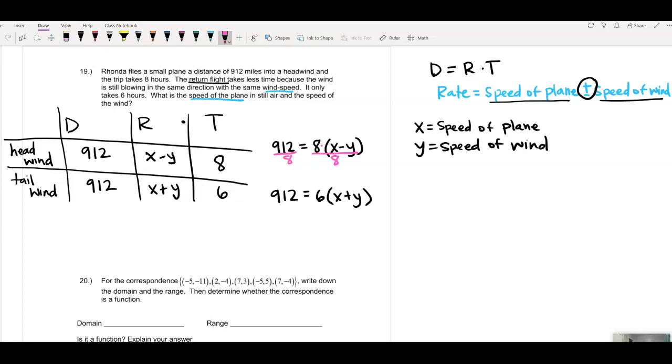Got 114. You guys came up with 114 equals x minus y, right? And so that just kind of simplifies my equation a little bit there. And then on this other one, this is saying 6 times all of this. And so instead of distributing it through, how about I get rid of it by dividing both sides by 6? So what's 912 divided by 6?